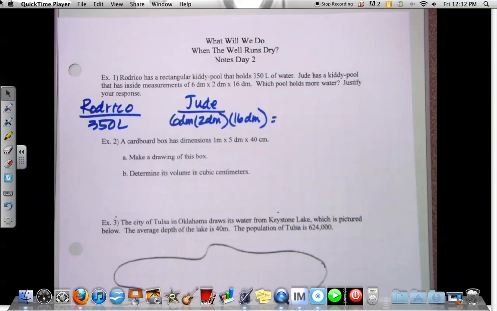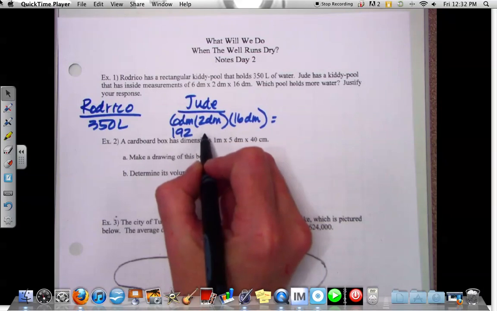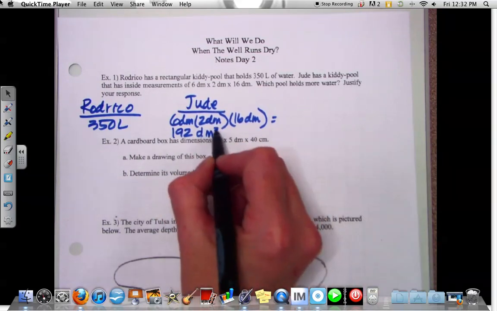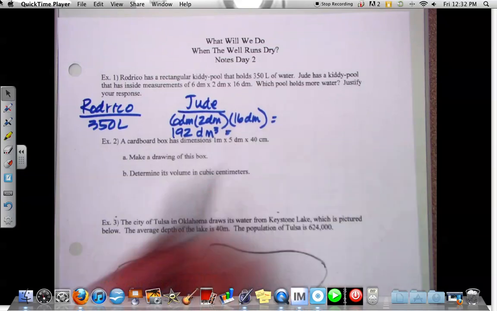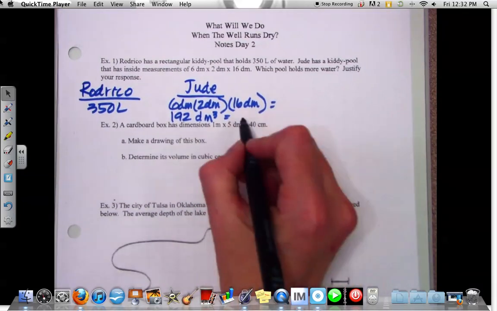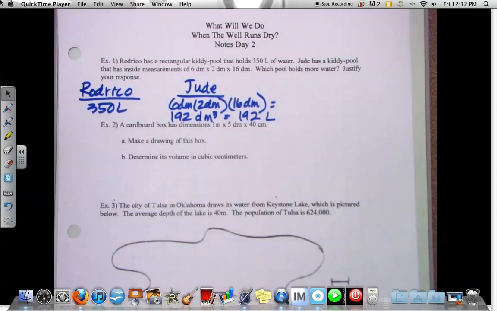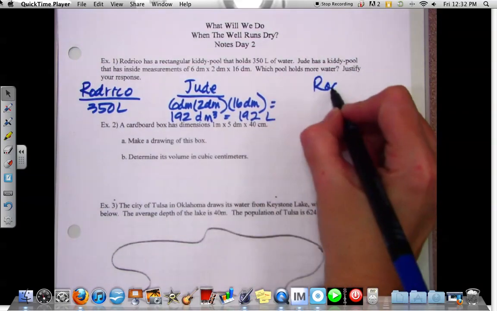192. What are our units? Decimeters cubed. How many liters is this? 192. Because remember, 1 cubic decimeter is equivalent to 1 liter. So, who holds more? Rodrigo holds more.